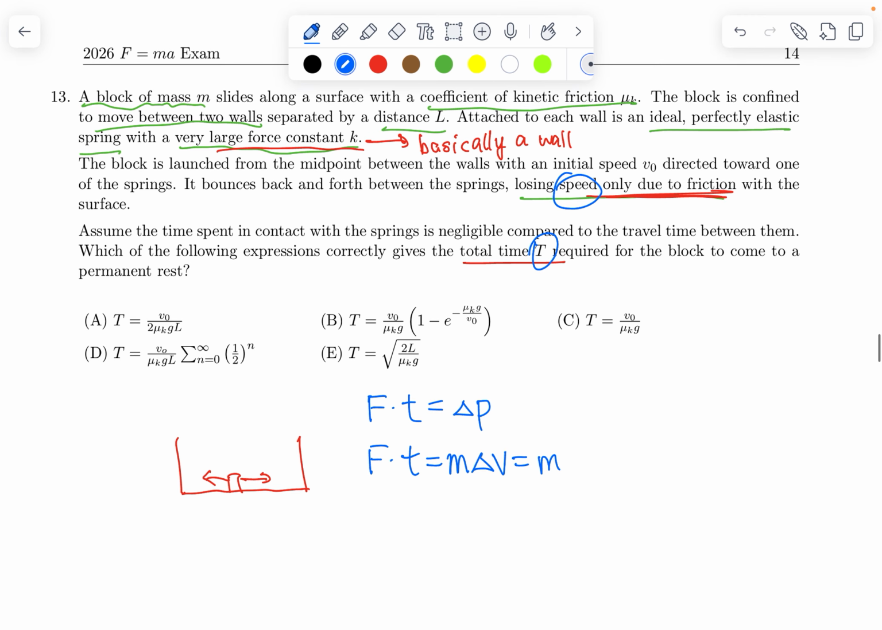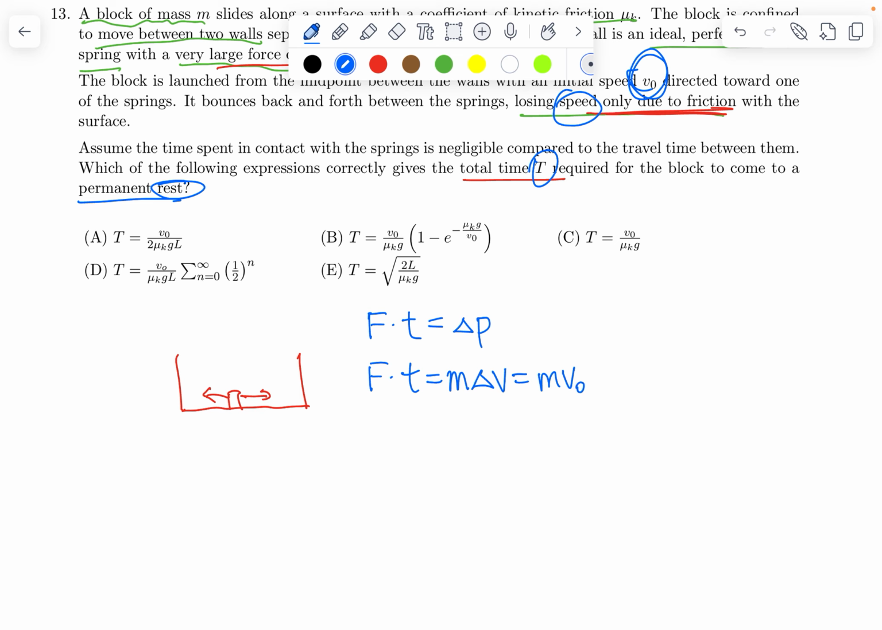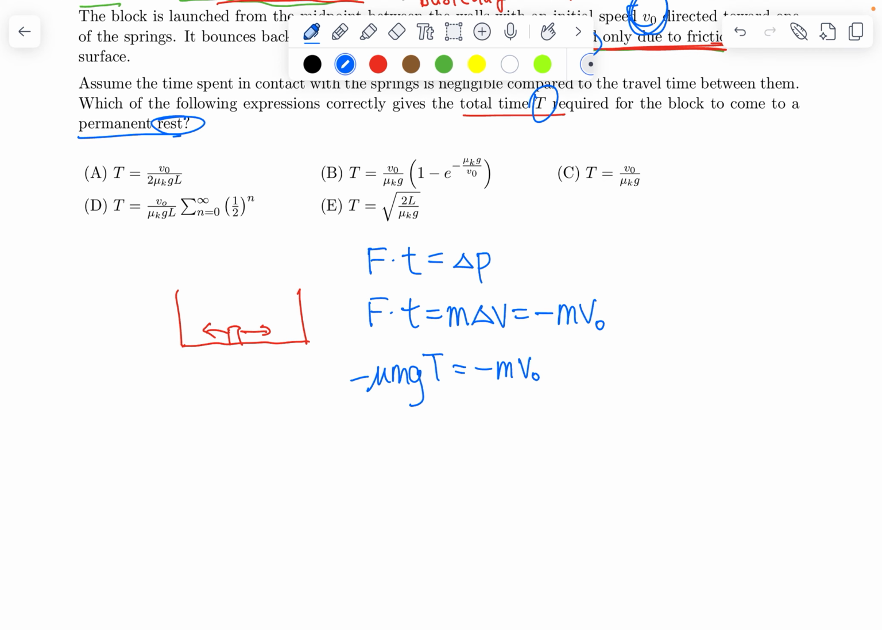It says time to get to permanent rest, and at rest v is 0, and it starts at v0. So technically it would be negative v0, but then the force is also negative. The force is equal to negative mu k m g, because F is equal to mu n, and it's opposing, so we say it's negative. Times t, and I'll use capital T because that's what the problem says. It's going to be equal to negative m v0.